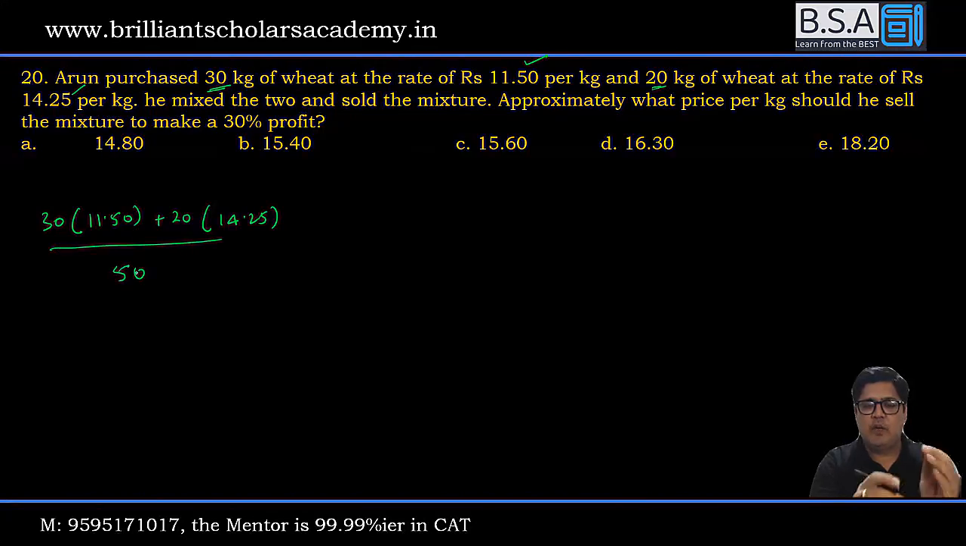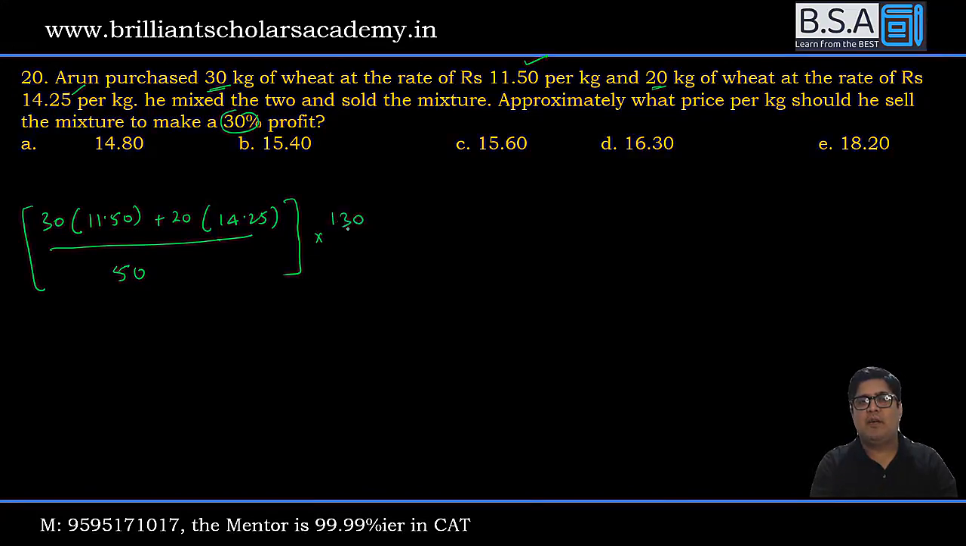So now what you have on the screen is the average price. This is the average price of the complete lot. We want there to be 30% profit. This is the cost price. Cost price when multiplied by the profit factor. What is profit factor? 30 extra on 100. So 130 upon 100. So now what you have is the selling price.